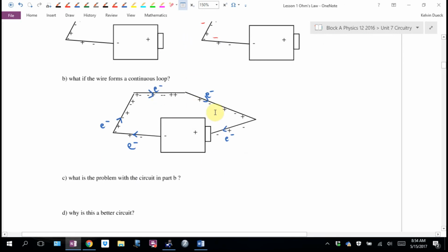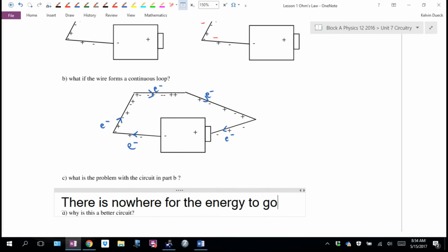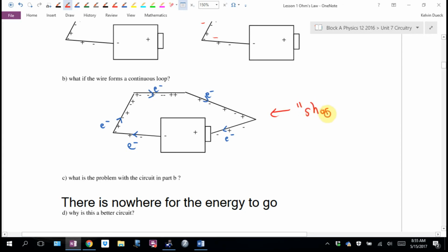There is a problem with this, though. Okay? I said that voltage is energy per coulomb. The problem with circuit B is there is nowhere for the energy to go. Well, the energy's got to go somewhere. In circuit B, the energy is going to go into heating up the wires. This is a bad circuit. In fact, we call this a short circuit.